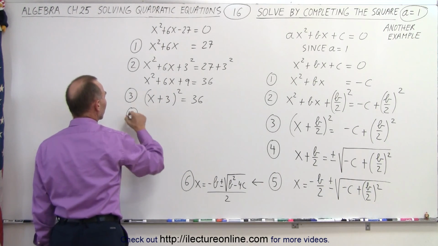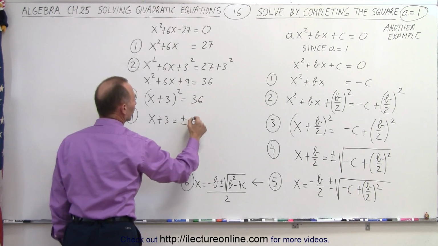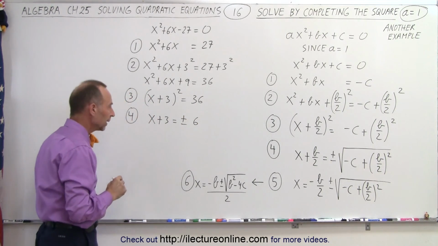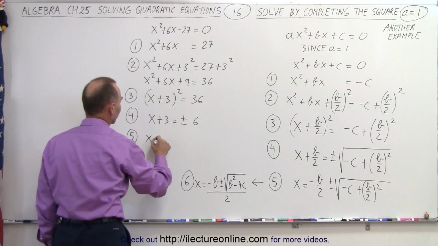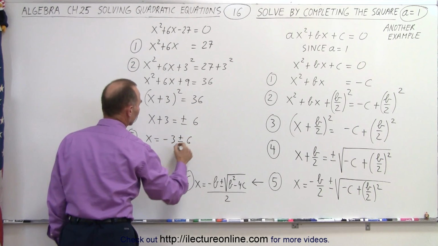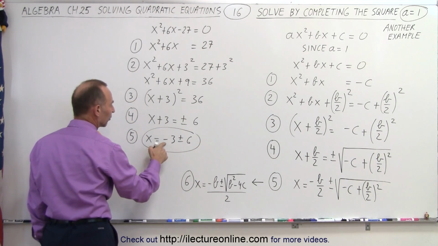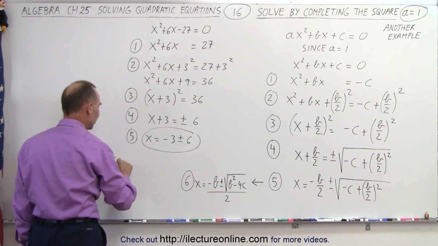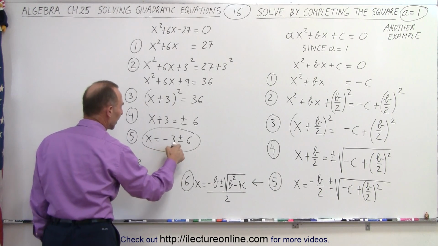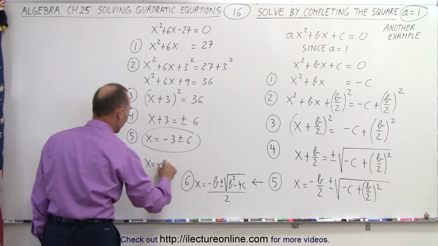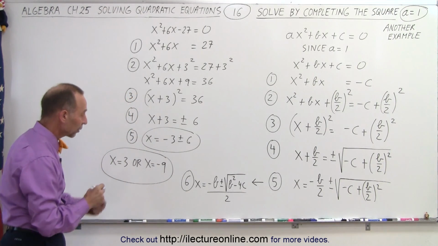So step number 4, we can write that x plus 3 is equal to plus or minus the square root of 36, which is 6. And then we move the 3 across, so for step number 5, x is equal to minus 3 plus or minus 6, which gives us 2 solutions. We take minus 3 plus 6, so x is equal to minus 3 plus 6, which is equal to 3, or x equals minus 3 minus 6, that means x equals minus 9. And here are the 2 solutions for this particular quadratic equation.